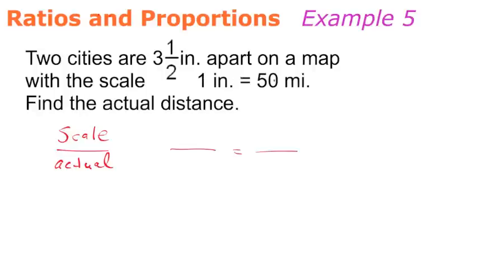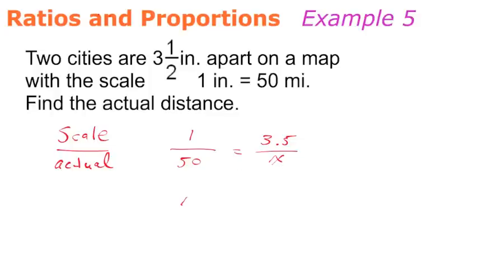We know that 1 inch is equal to 50 miles, so in this case we'll go 1 over 50. 1 inch is equal to 50 miles, is equal to 3.5 inches. That's a scale distance. That's the distance on a map, and that's 3.5. Instead of using a fraction there, you could easily replace that with 3.5 inches. And we're being asked to find the actual distance. So we simply solve this proportion.